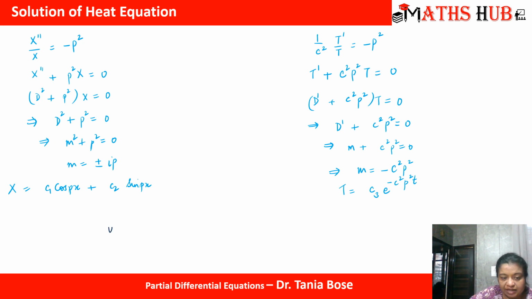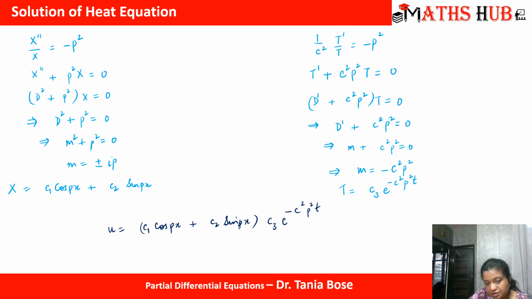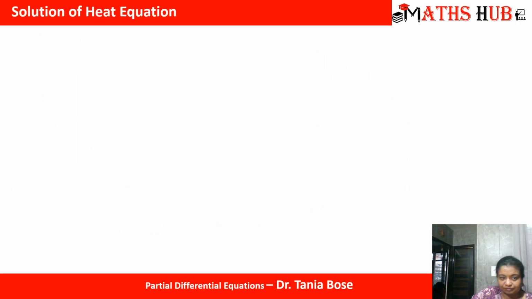So finally we get u as c1 cos px plus c2 sin px multiplied by c3 e raised to power minus c square p square t. Right? Now, why is this the best possible solution? You can see that t is carrying a negative sign. So with increase in time, what will happen to the temperature? It will keep on decreasing, right? So this becomes our best possible solution, right? Now, how to apply the initial conditions and to get the constants? Let's see in the next slide.